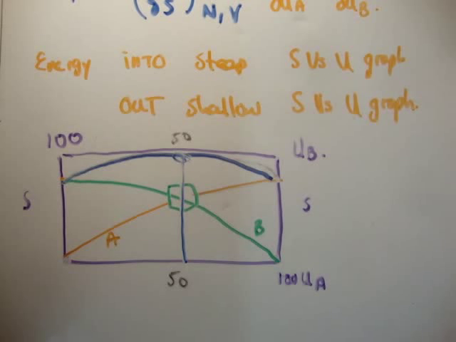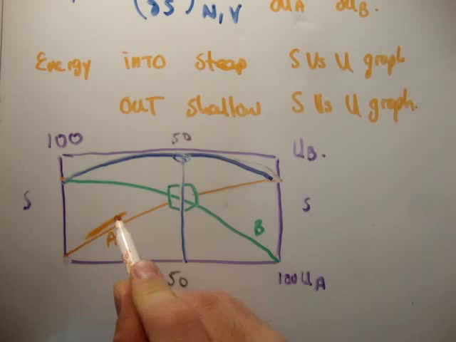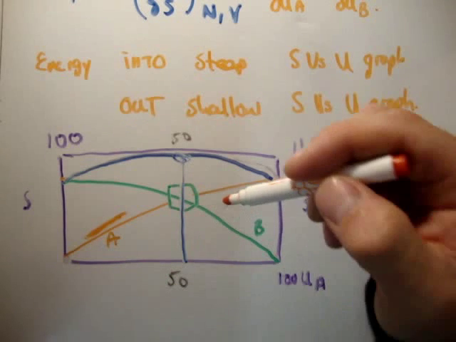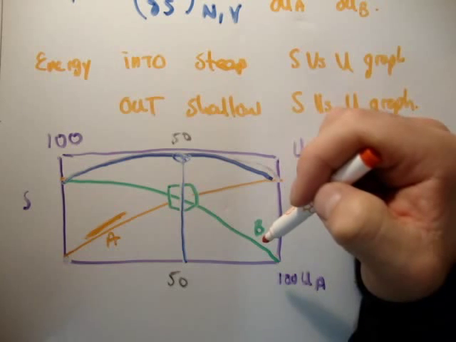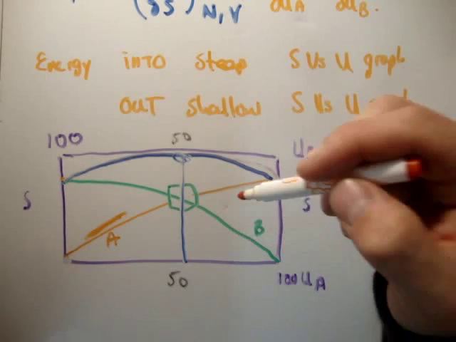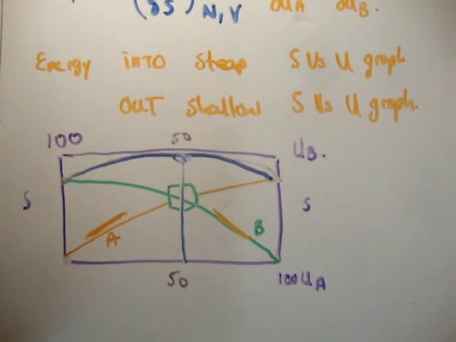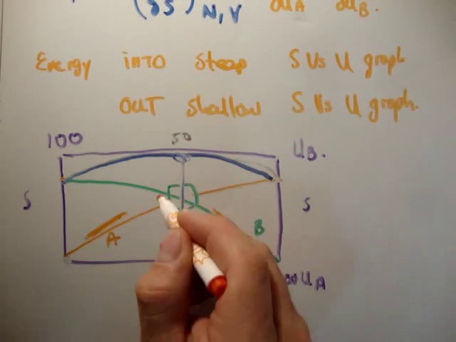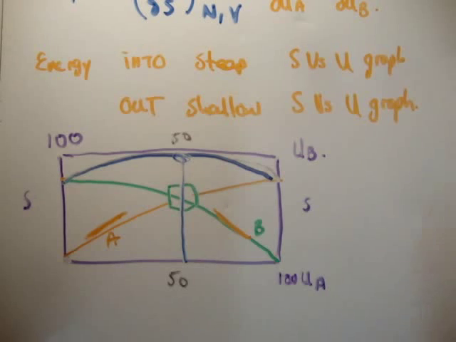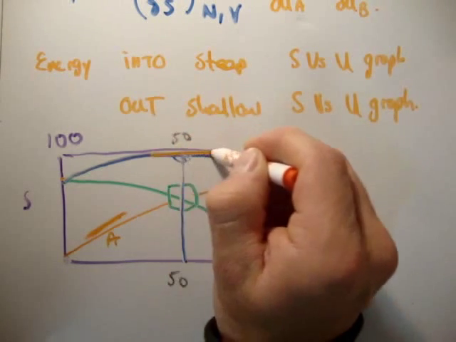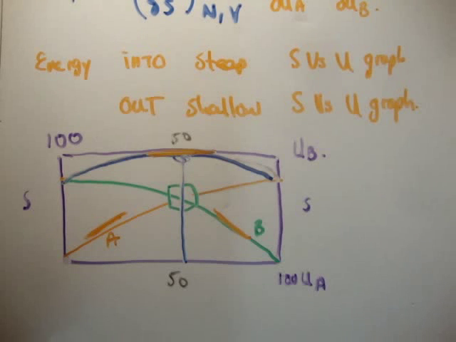Now let's just look at the slopes. Now we're going to start getting messy here. If you look at the slope, this has a steep slope, and this is a shallow slope. The other way around, actually. But we can see that the slope will go to zero up here. The slope is zero when it's at maximum entropy, or half the energy is shared. So that's your entropy versus energy graph.